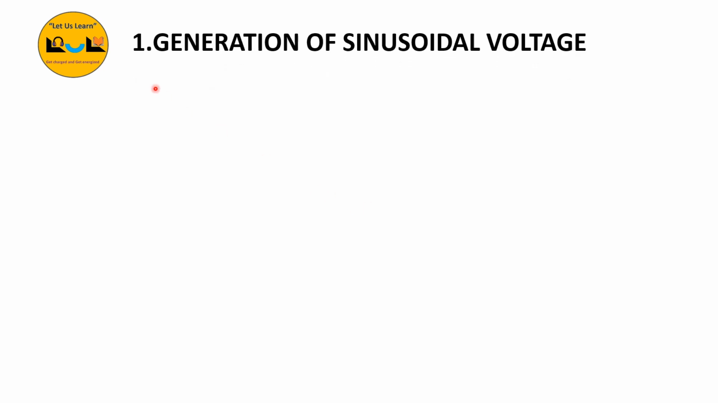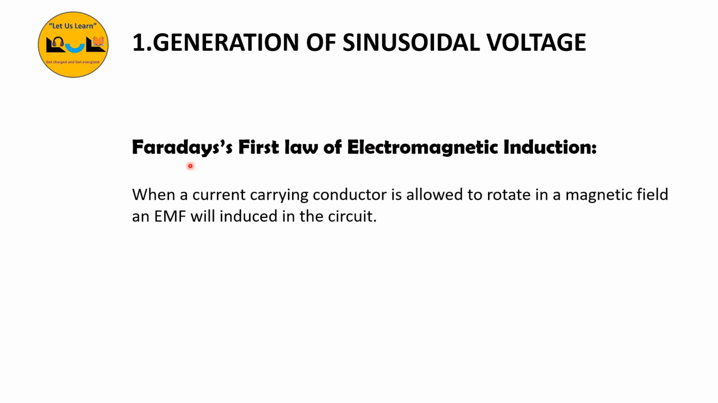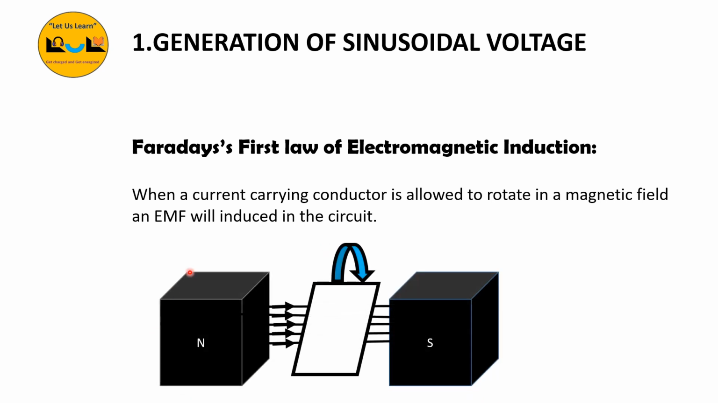The session begins with generation of sinusoidal voltage. According to Faraday's first law of electromagnetic induction, when a current carrying conductor is allowed to rotate in a magnetic field, an EMF will be induced in the circuit. Now, I will explain with this diagram.